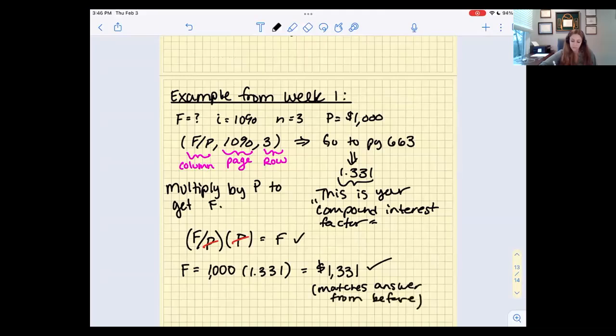So now I have proven to you that you can trust the table. It works. It gives you the same answer, I promise. Instead of using that F given P equation that we learned last week, you could just go look up the number and multiply by your present value, and that's your new future value, without having to plug anything into the equation.